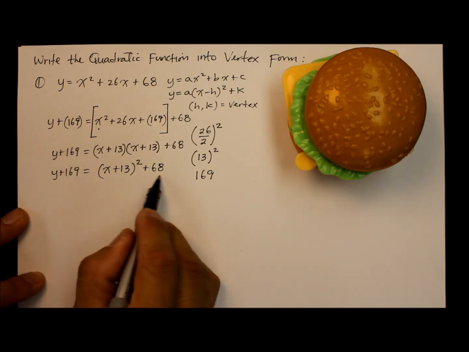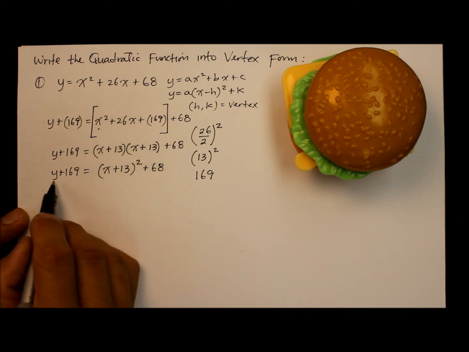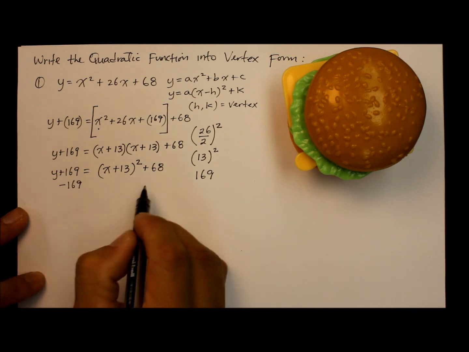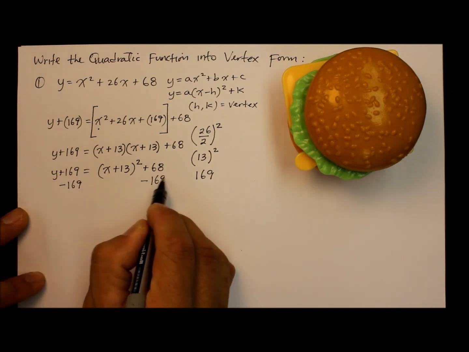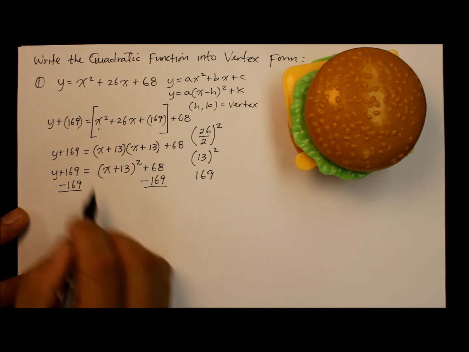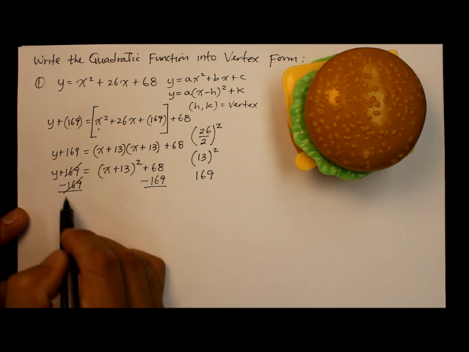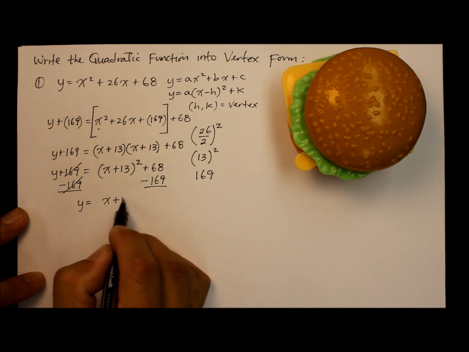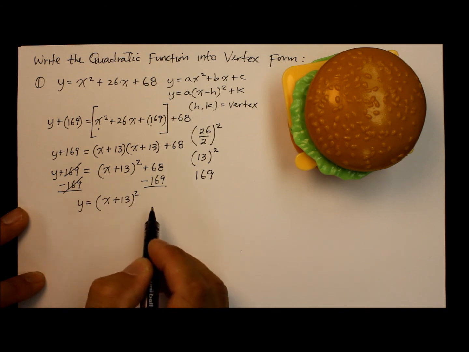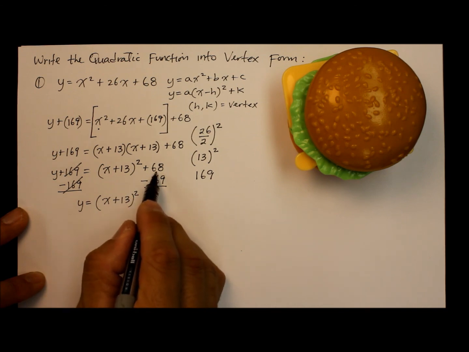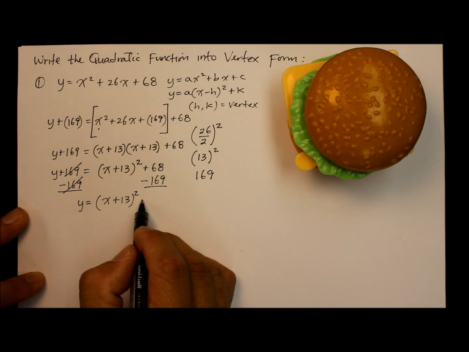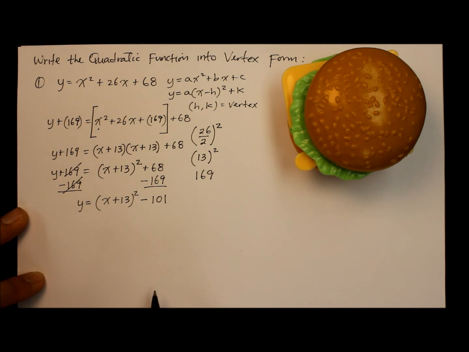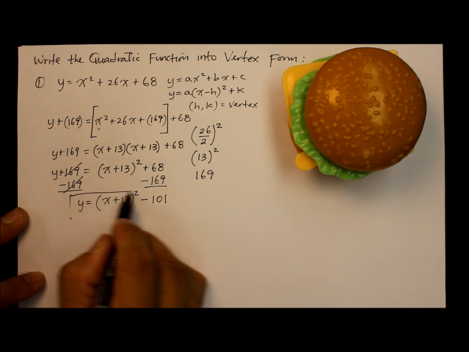It's starting to look like vertex form now, doesn't it? Now, we start to solve for y by moving the 169, and to do that, we subtract 169 from both sides of the equation, and we line them up. So on the left, 169 and negative 169, additive inverse, cancel out. y is equal to the quantity x plus 13 squared. And 169, take away 68, it's going to be, well, negative, what is it, 101? This is your vertex form.